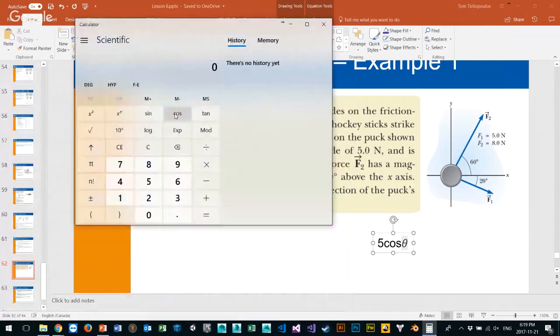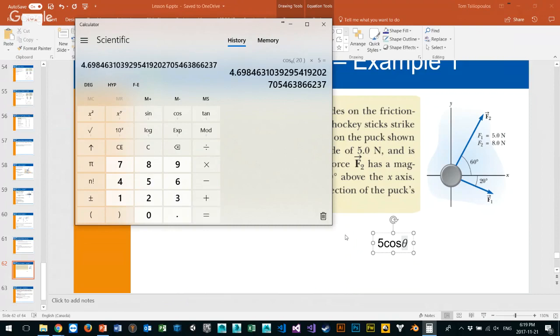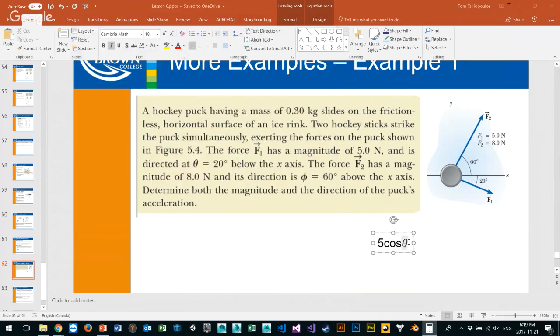We didn't do that, but let's just do this now. I'm going to go into cos theta, cos of 20 degrees. If we're right, cos 20 is 0.93, multiplied by 5. So we're going to get a value of some 4.698, let's say. So that's what this will be.